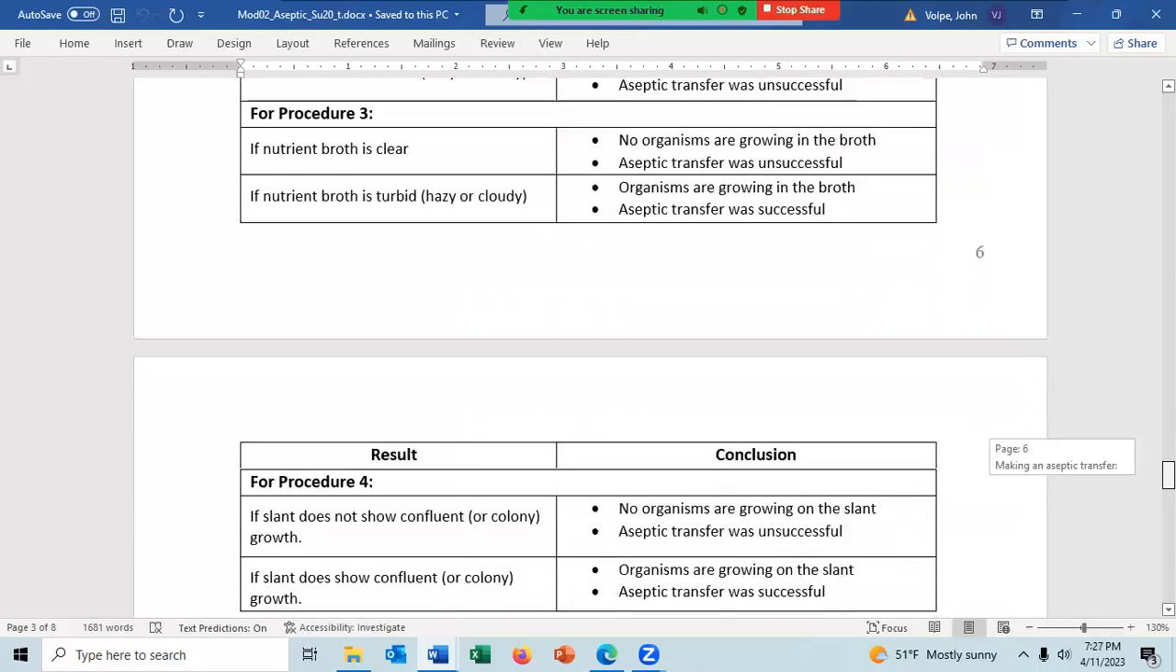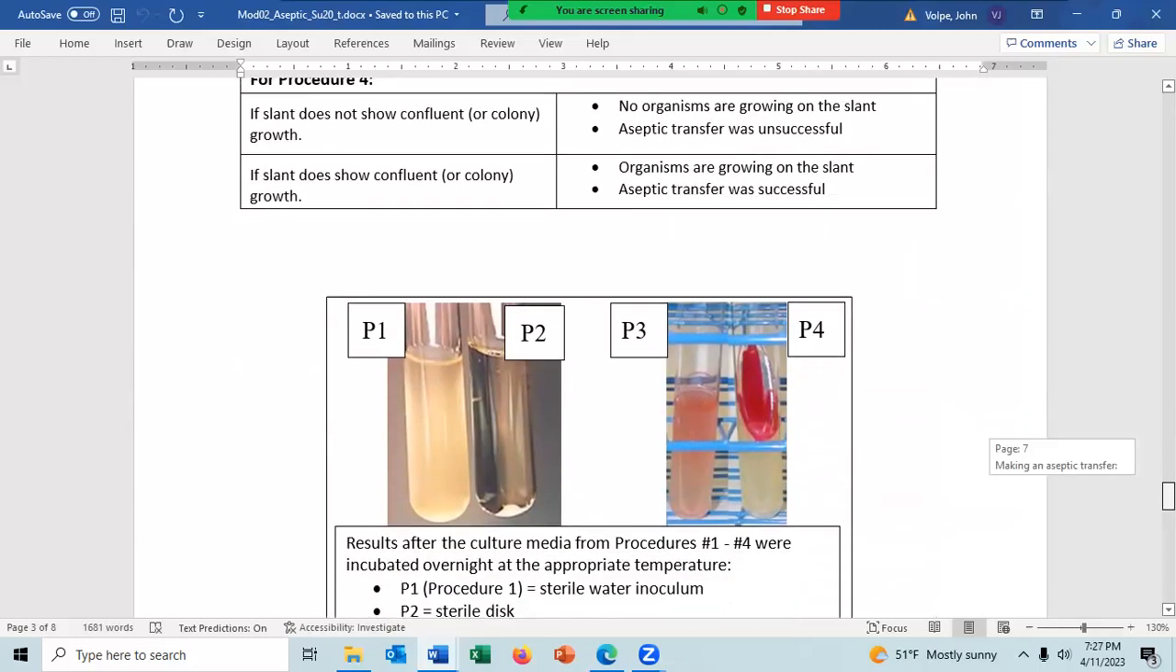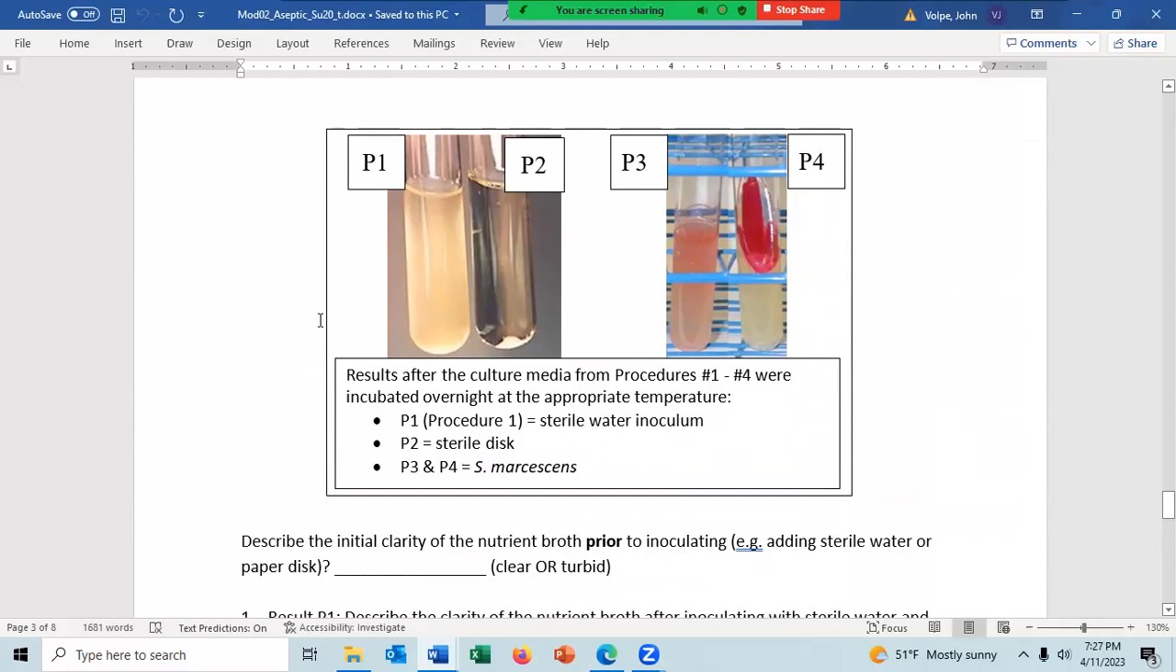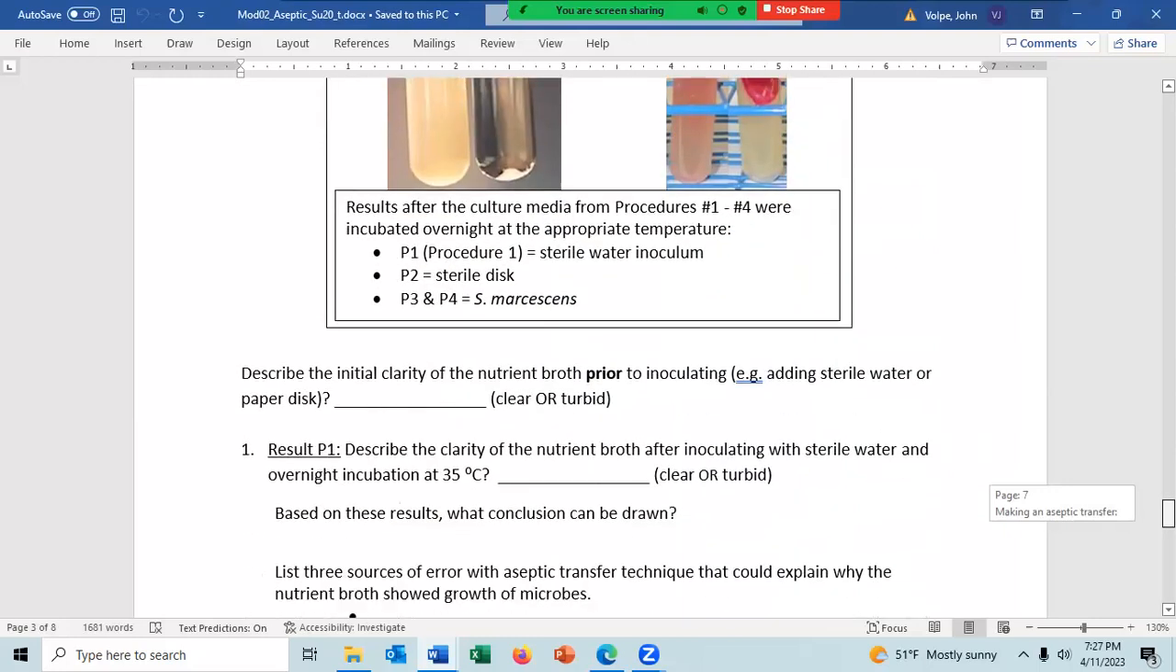Now the results are given in this picture here. This picture here is for procedure 1. This picture here is for procedure 2. That picture here is for procedure 3. And this picture here is for procedure 4. You have to remember what you're doing in each procedure to be able to answer these questions.